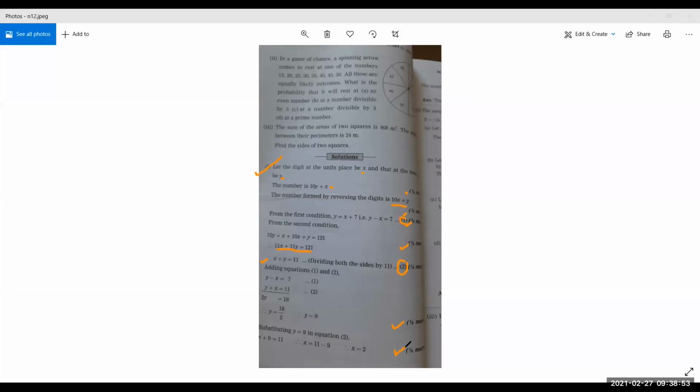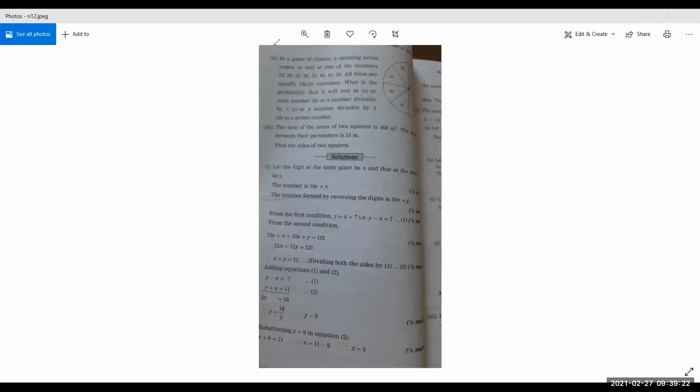This way you get marks in the 4 marks question. So how are the marks divided in the 4 marks? After assuming, according to the given conditions, for the 2 given conditions, 1 mark you will get. For simplifying that, we get the next half mark. And finally, for finding the values of x and y, we will get the last marks. Okay, any doubt up to this?